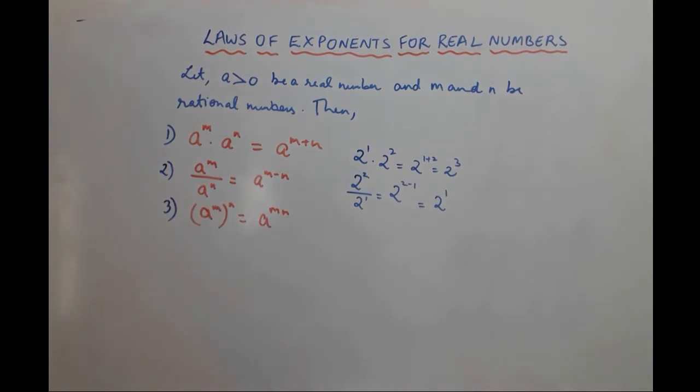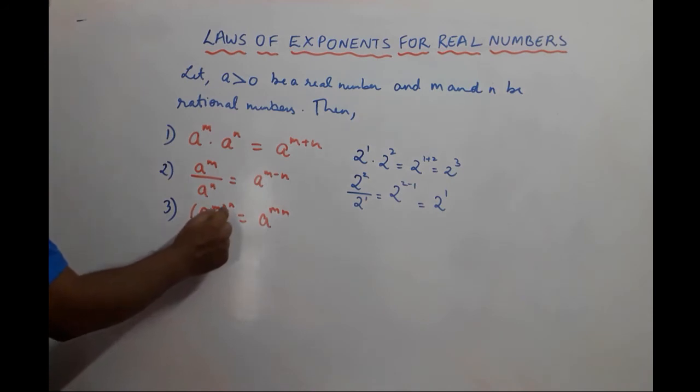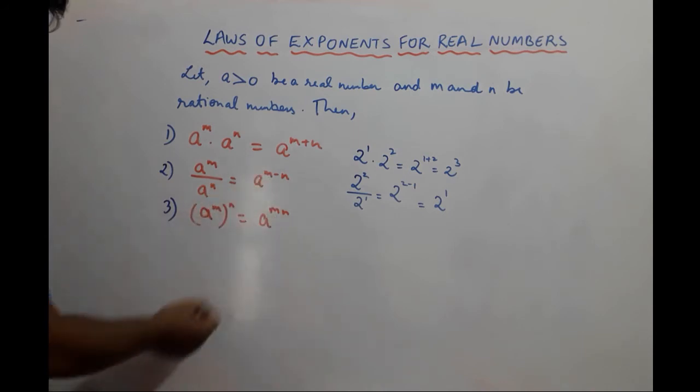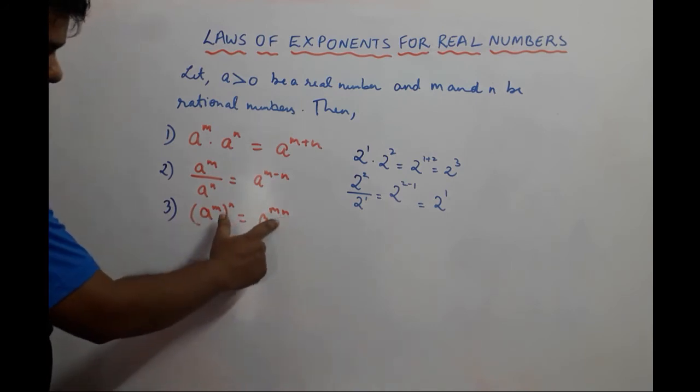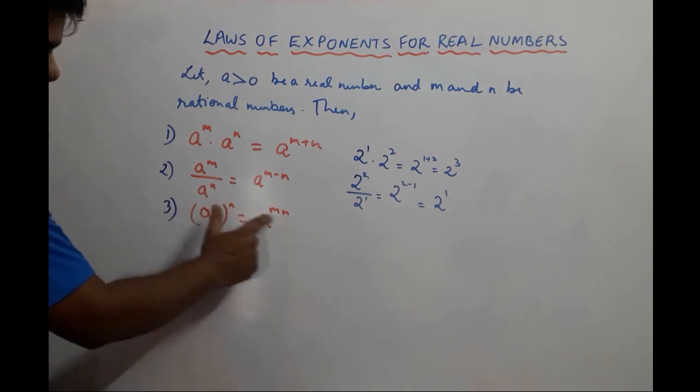The next law says a raised to m, whole thing in the bracket, raised to the power n is equal to a raised to m into n. So if we have a base which has a power, and that entire term is raised to another power, then the two powers of the base get multiplied. m gets multiplied with n.